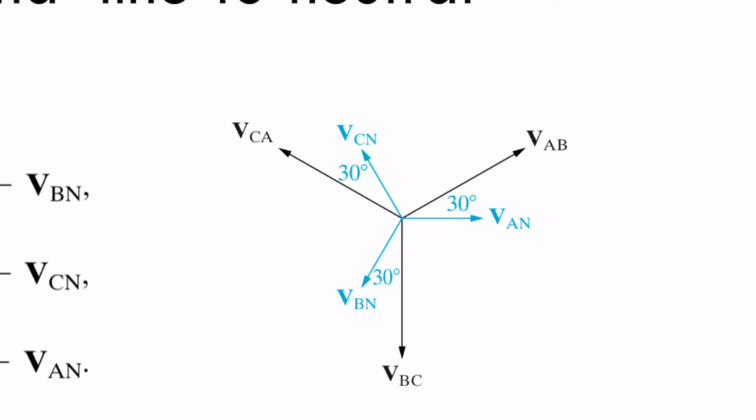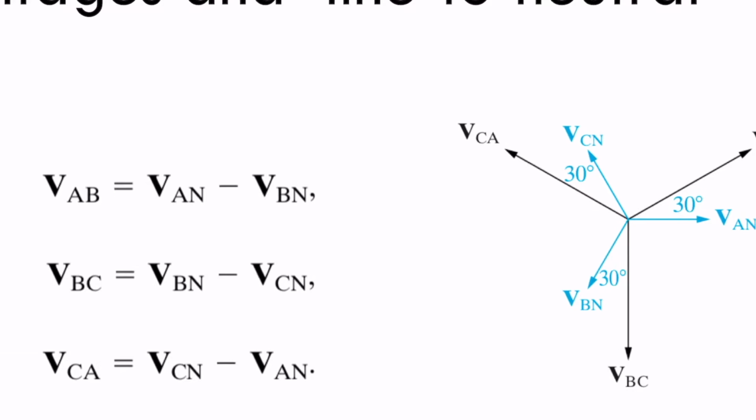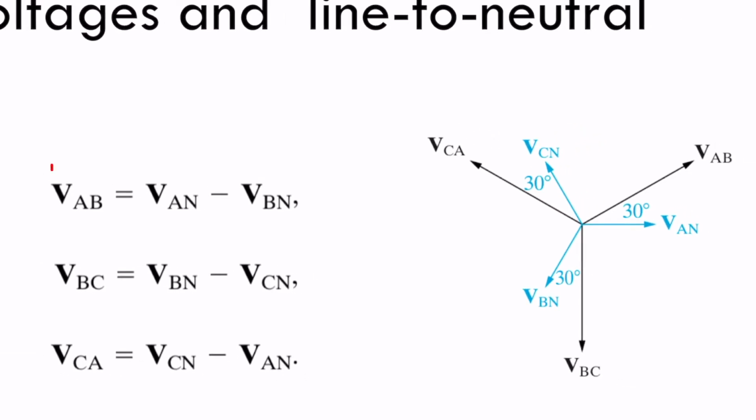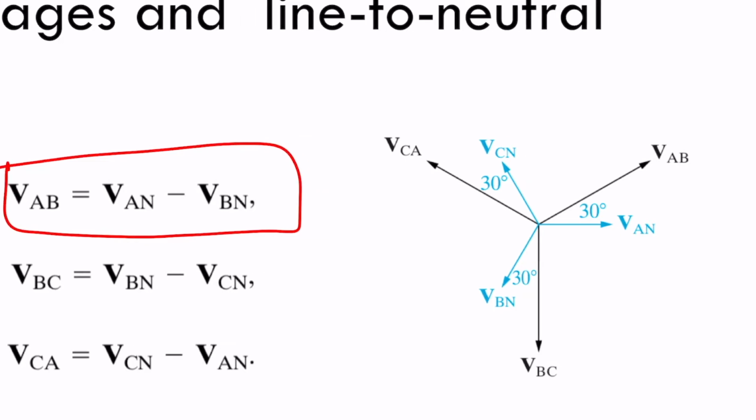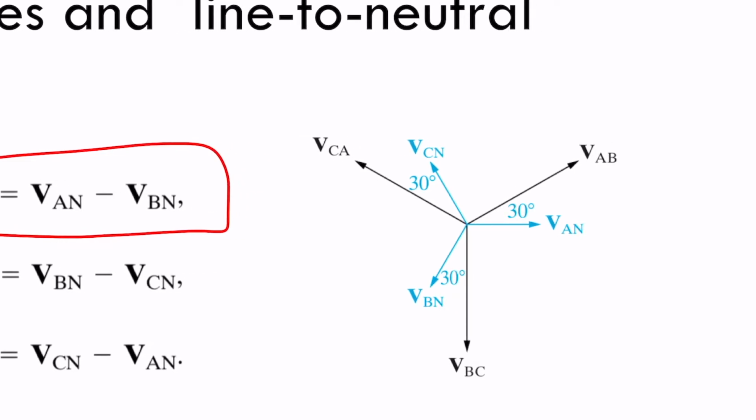Well, let's assume that we know what is the voltage between a line and the neutral. Right? Let's assume that we know this VAN. If we know VAN, line to neutral, we know also VBN and VCN, so we know all these three. Remember, we have this expression: voltage line to line is equal to voltage line to neutral minus voltage line to neutral with the other one.